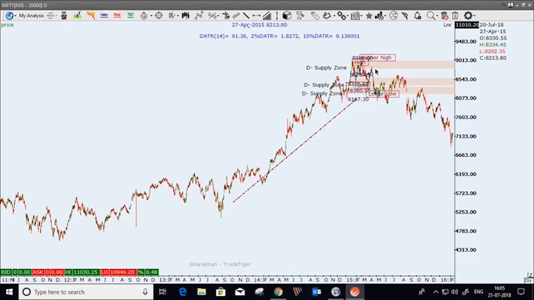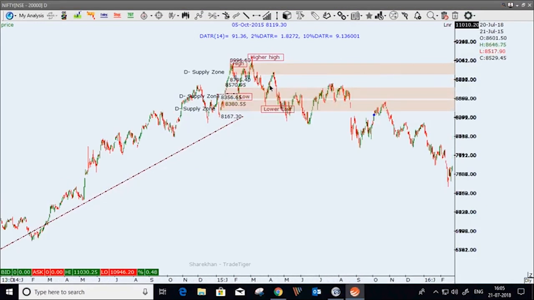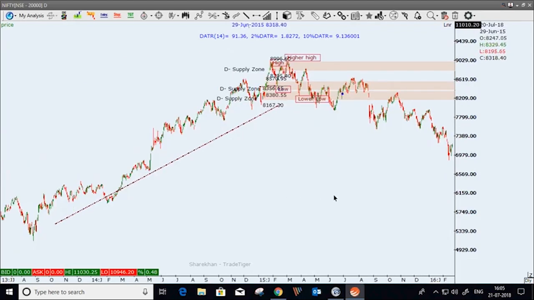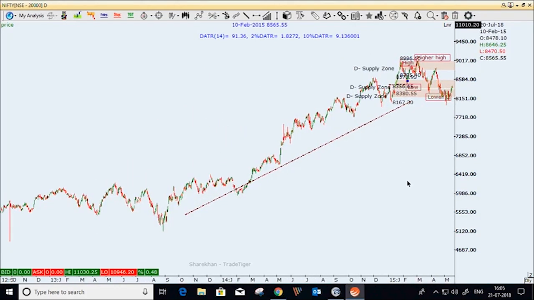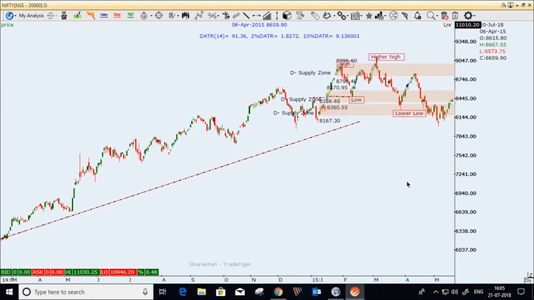Can you see how many points drop happened? From 8,795, price came down to 6,985, a 3,000 point drop. I mean, that's a huge amount of money, right? So this is the power of a supply QM.